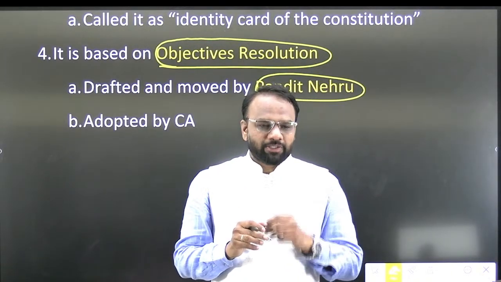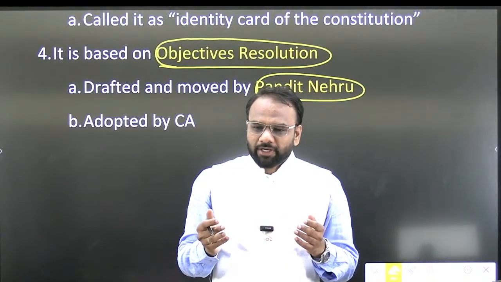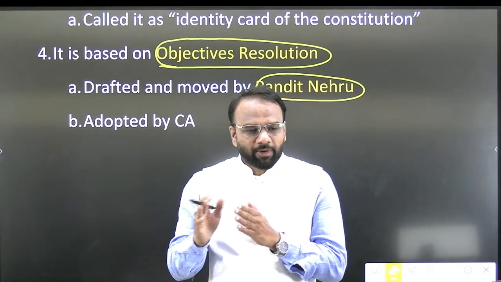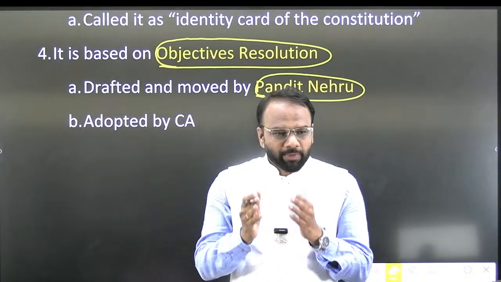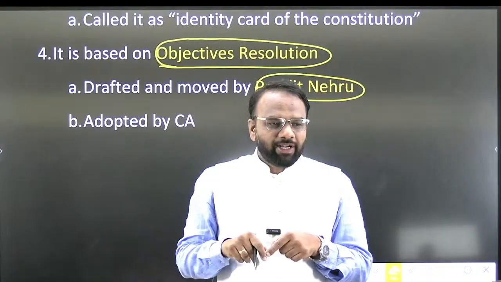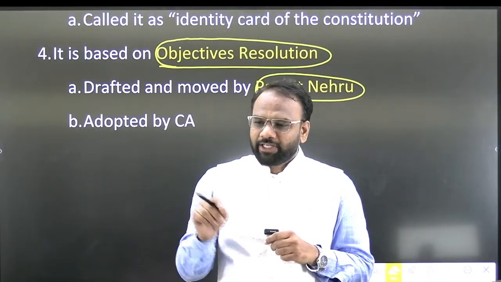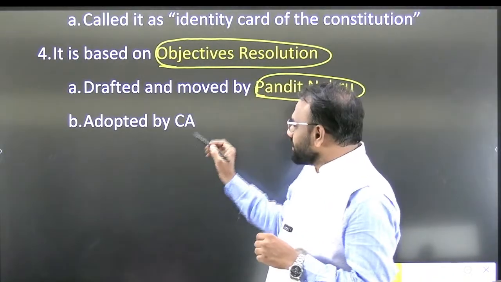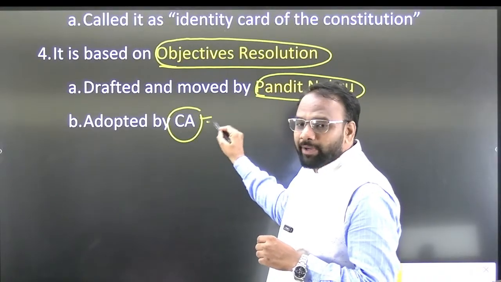It was called the objectives resolution. So what is that objectives resolution? What all things should be present in our Constitution? A list was made, and that list we call the objectives resolution. And here I use the term CA. CA means Constituent Assembly.